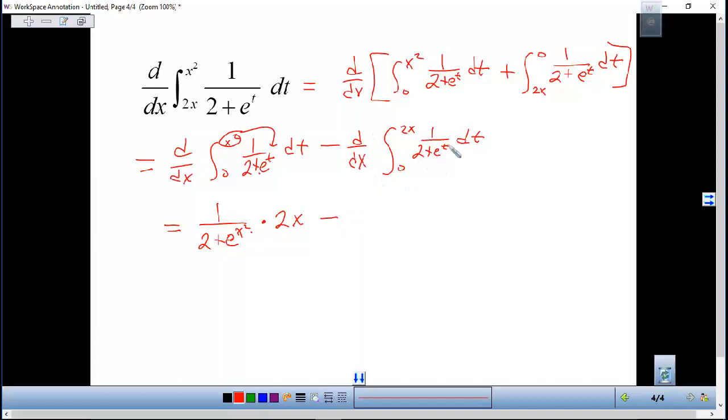All right, and then minus, same thing over here, derivative with respect to x of the integral. So derivative of the integral, our derivative matches the variable in the upper bound, and lower bound is a constant. So we're good there. It means we're just going to plug in the 2x. So we end up with 1 over 2 plus e to the 2x, and then multiply by the derivative of what you plugged in, times 2. All right, so we end up with 2x over 2 plus e to the x squared minus 2 over 2 plus e to the 2x.